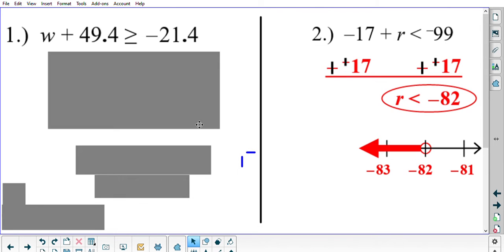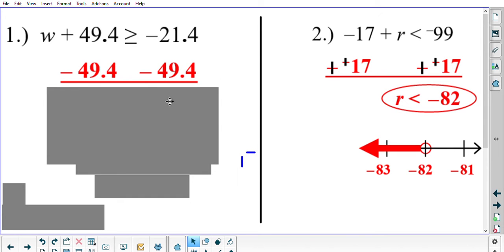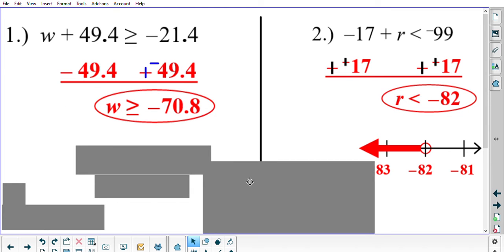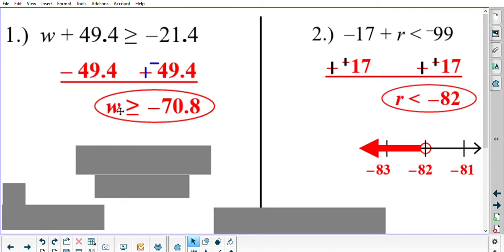Okay, so problem number 1. Since it's being added by 49.4, you're going to subtract by 49.4 on both sides. If you want to make subtraction add in the opposite, that is fine with me. A negative plus a negative, you would add in your head. You could probably do this without a calculator. That's going to give you, what, a 0.8, and then 1 and 9 makes 10. You'd carry the 1. So that would give you negative 70.8. And so W is greater than or equal to negative 70.8. The variable is already written first, which is nice. That's where we want it to be.